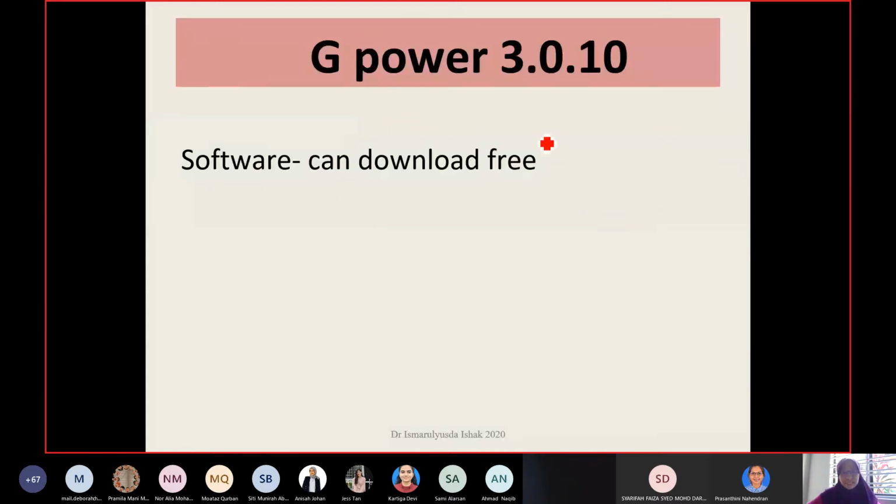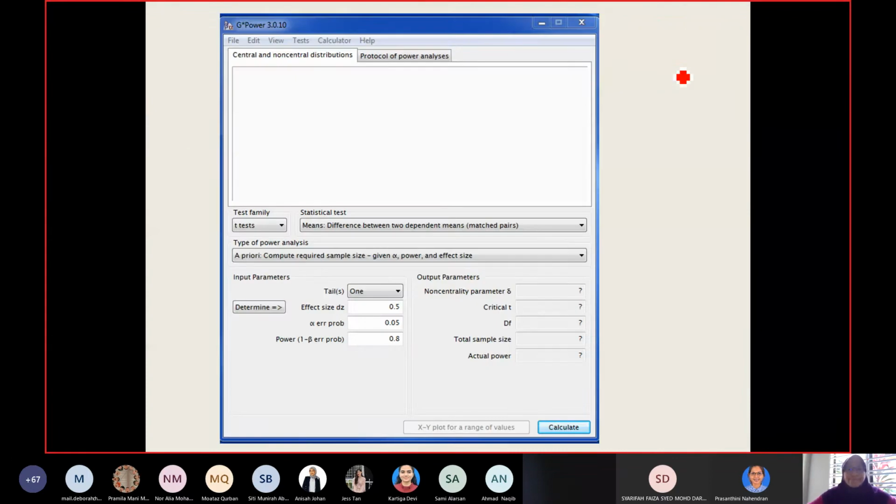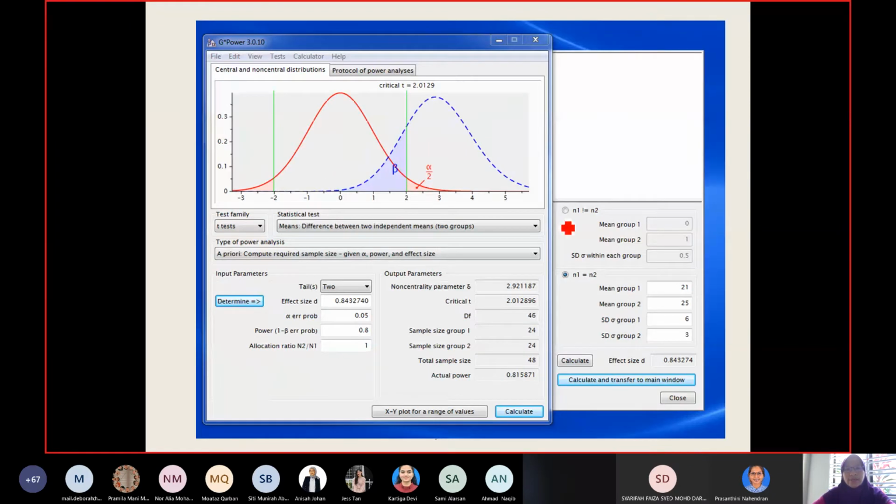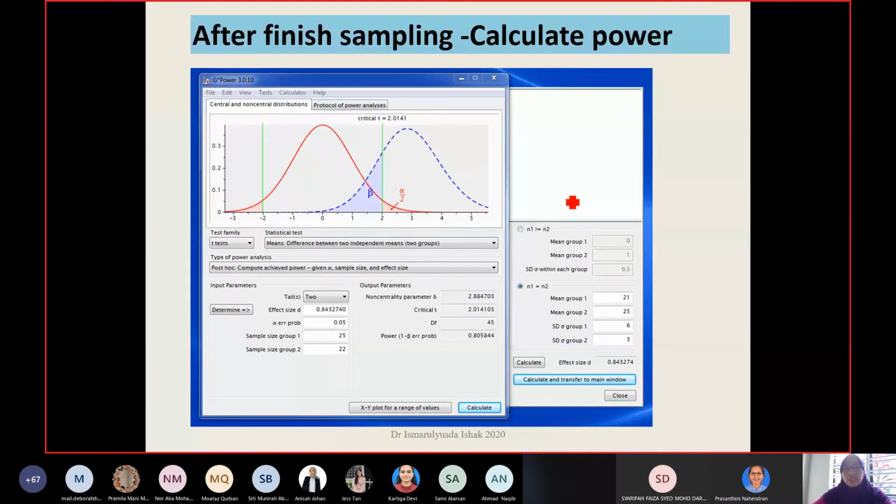Have you downloaded this G-Power? Yes, Doctor. Okay, good. This is quite easy actually. For our faculty, if you want to present, the faculty will accept the calculation by using the G-Power. Right here, you can have this one.